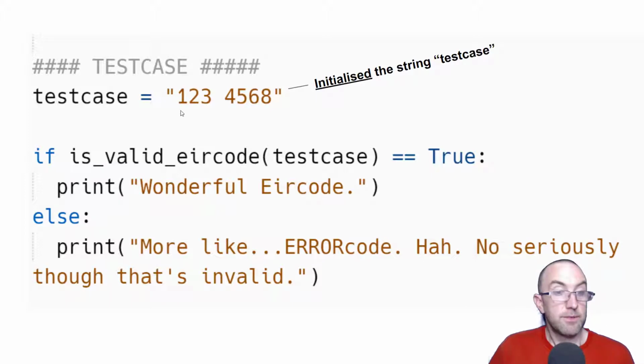So this was the test case, and I then call this here with valid test code. See, I'm calling it with the brackets, and the argument I'm putting in there is the test case. Now I could have just typed in 1, 2, 3, 4, 5, 6, instead of initializing it, but that works.